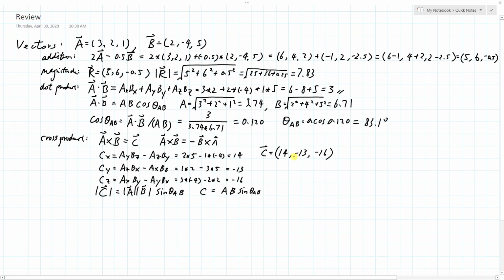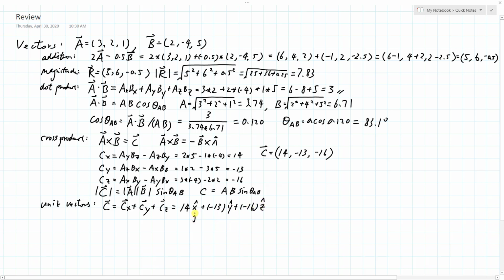So another thing that we talked about is the unit vectors. This C vector can be expressed as a Cx vector, Cy vector, and a Cz vector. The Cx vector is 14 units long in the x direction, and Cy is negative 13 units long in the y direction, and Cz is negative 16 units long in the z direction.